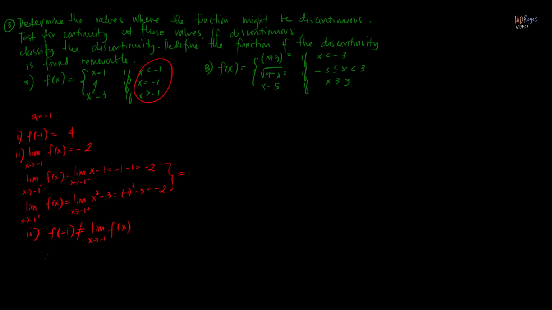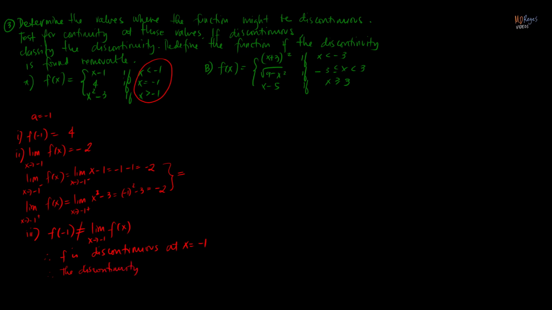So our conclusion is f is discontinuous at x equals -1. Now, to classify the discontinuity, going back to the two classifications a while ago, the discontinuity is only essential whenever the limit of f of x as x approaches a does not exist. But in this case, it exists and it is equal to -2. So therefore, the discontinuity is removable.